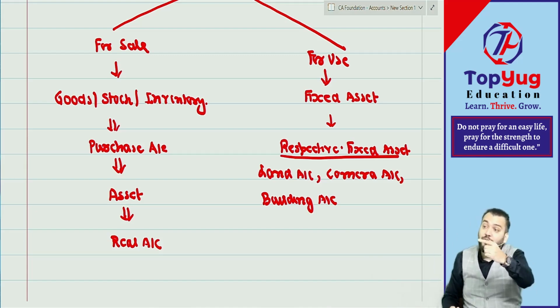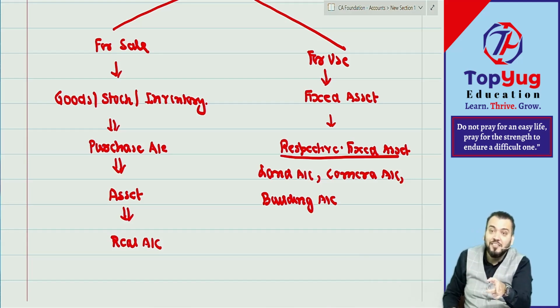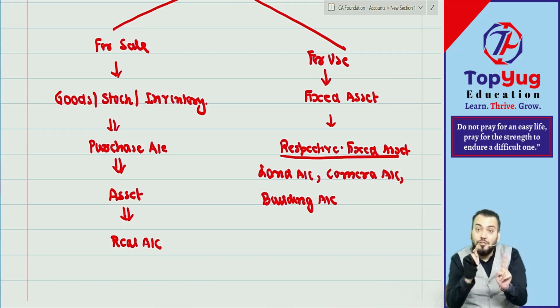But if you purchase furniture for sale, then which account? What is the name of the account? Purchase account. So you purchase furniture for sale. Which account?